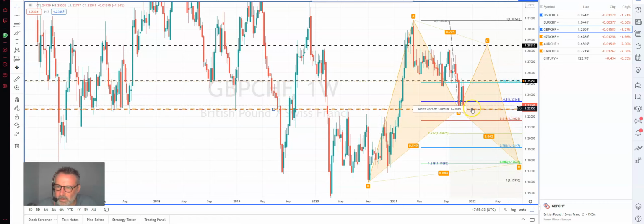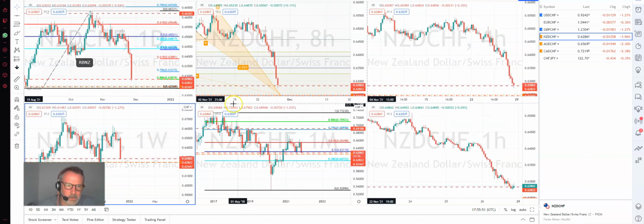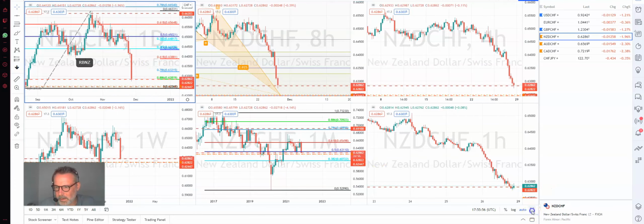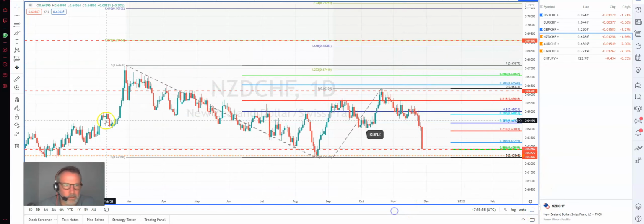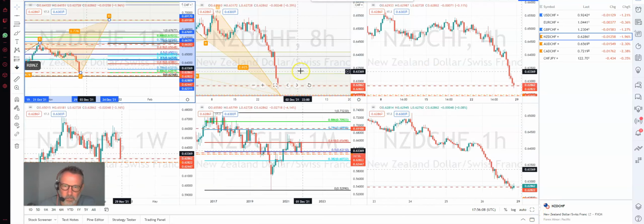122.66. So 122.66.65 has the potential to be support. A lot of people will call it a double bottom for a move to the upside. So that's telling me that yes, there's scope to buy sterling, sell Swiss. New Zealand Swiss. Okay, 88.6% here to potentially make this pattern, which would be this. Okay, so again, buying sterling, selling Swiss, there's potential.